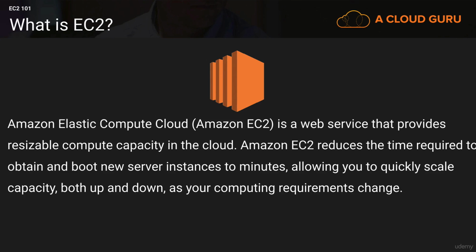Well, EC2 is a web service that provides resizable compute capacity in the cloud. Amazon EC2 reduces the time required to obtain and boot new server instances to minutes, allowing you to quickly scale capacity, both up and down, as your computing requirements change. So what actually is it? Well, it's virtual machines in the cloud. This is going to be your virtual Linux server or your virtual Windows server, and you provision them on demand. And we'll look at all the different types of EC2 instances in a few slides.